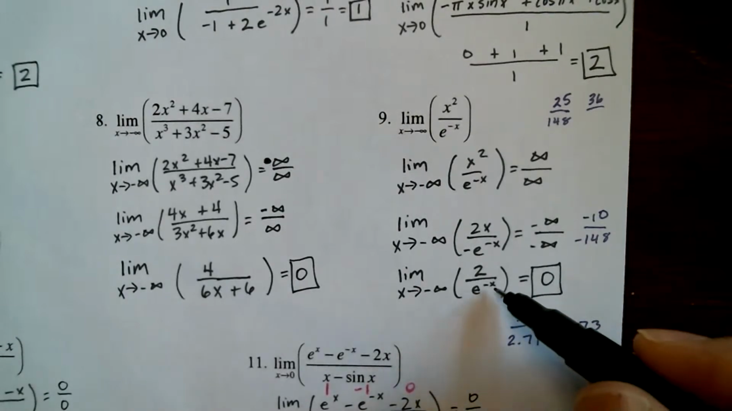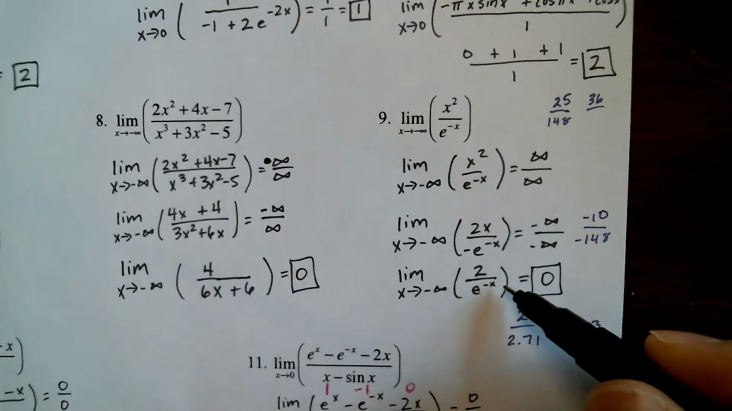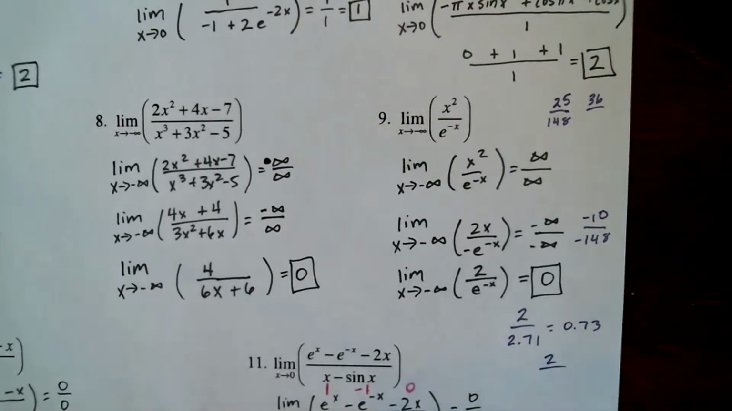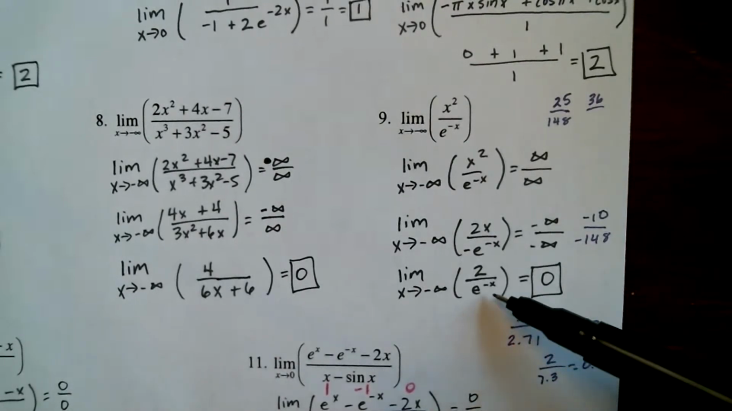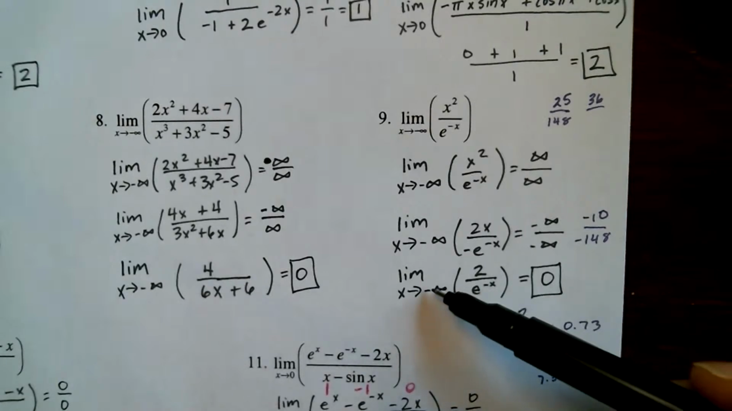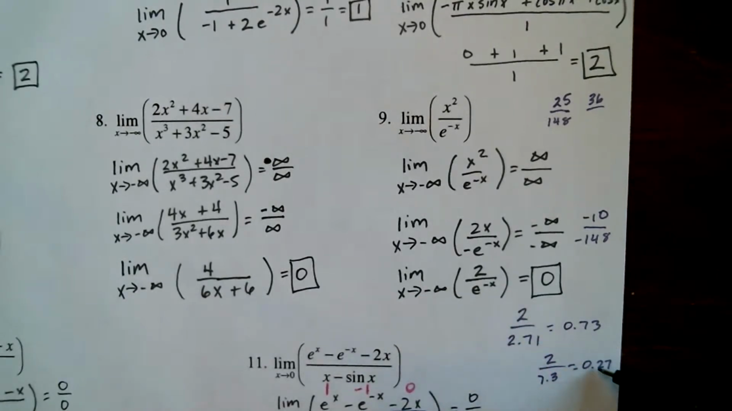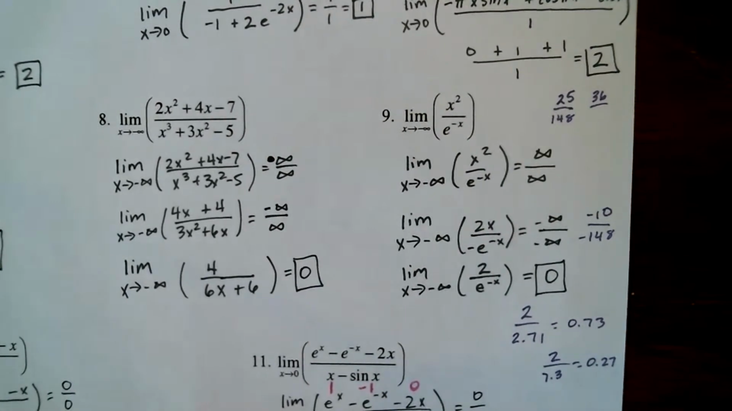As the number we put in increases, if I did 2 over e to the second, that's 7.3, and 2 divided by 7.3 is 0.27. So as you're seeing, the higher that number goes for x in the negative, going toward negative infinity, it's getting closer and closer to 0. Does that help, Morgan?